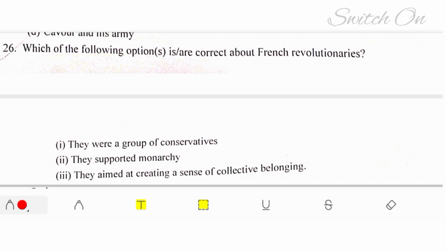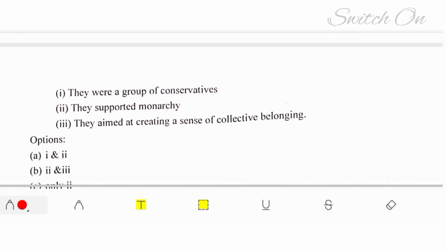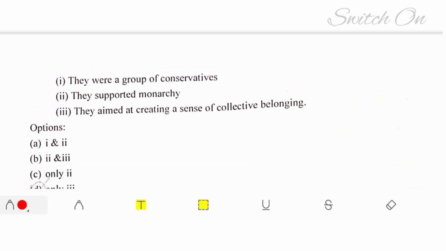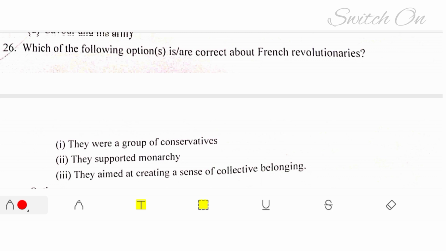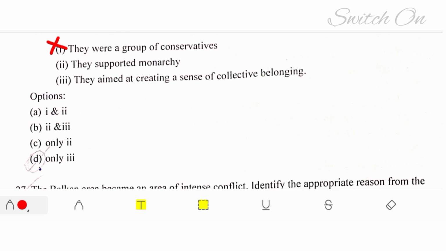Question 26. Which of the following options is correct regarding the French revolutionaries? They were a group of conservatives. They supported monarchy. They aimed at creating a sense of collective belonging. So only the third statement is right. So from the options, option D is right. That is only 3.